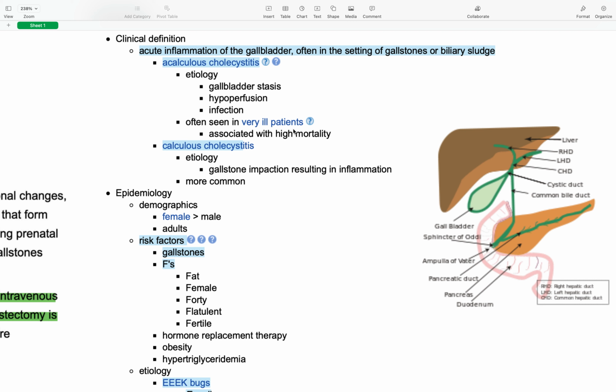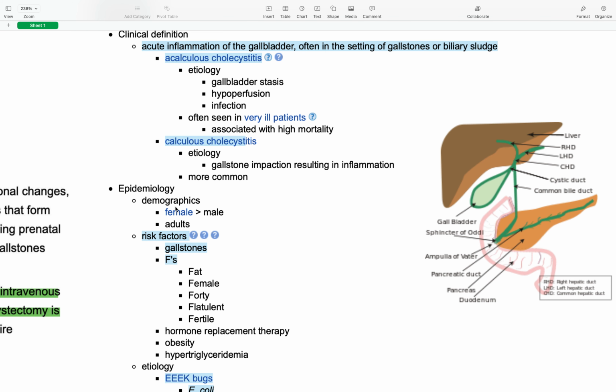What happens in these patients is that the gallbladder goes in stasis, or probably there is hypoperfusion because of hypotension and infections. So these are the common etiologies that result in an acalculous cholecystitis in very ill patients. Okay, versus a calculous cholecystitis is basically a gallstone which impacts within the opening of the gallbladder. So it can lodge here, or it can be within this, resulting in inflammation. Okay. So it is very commonly seen in females.